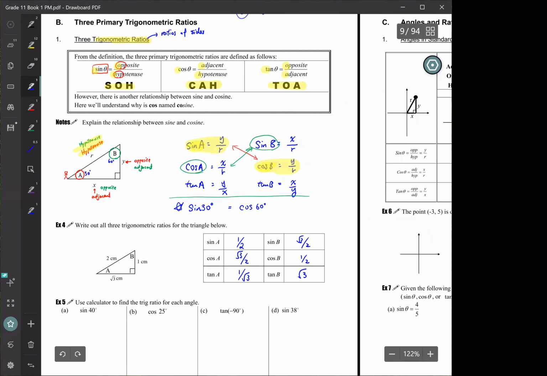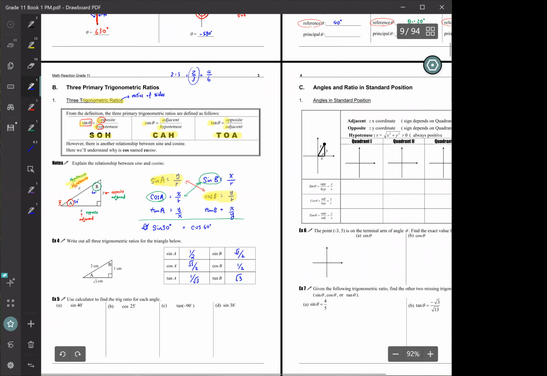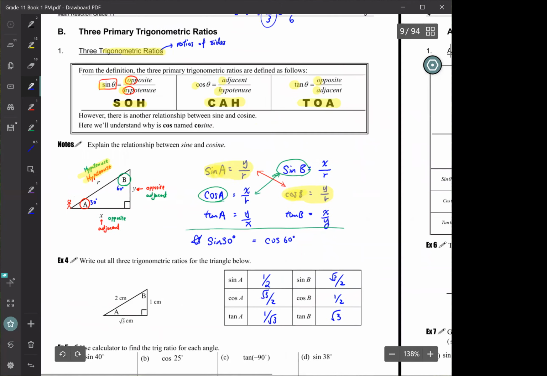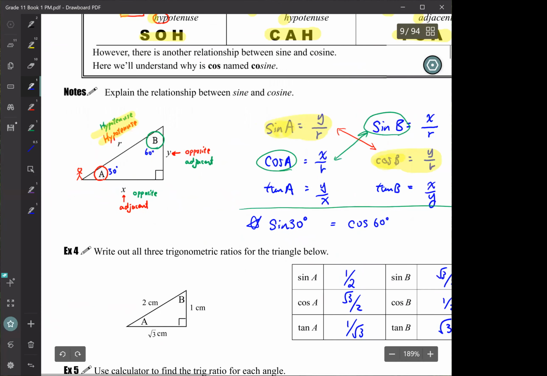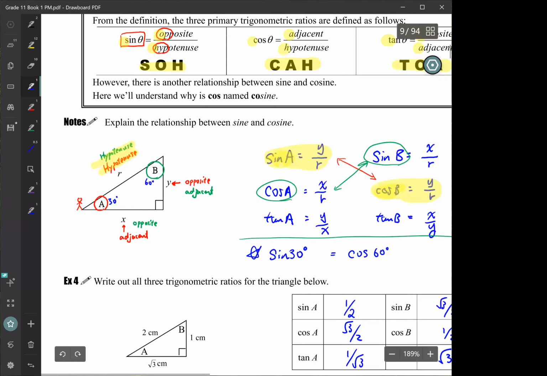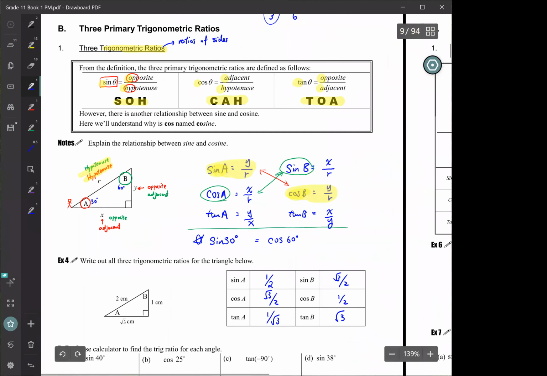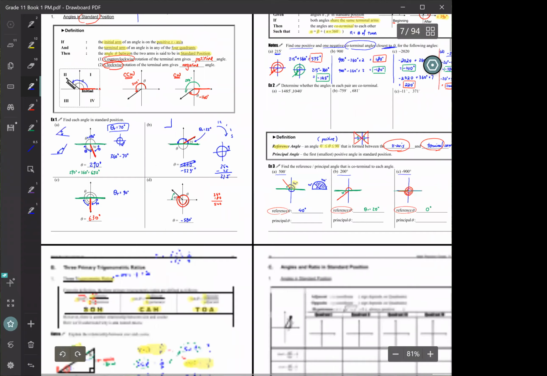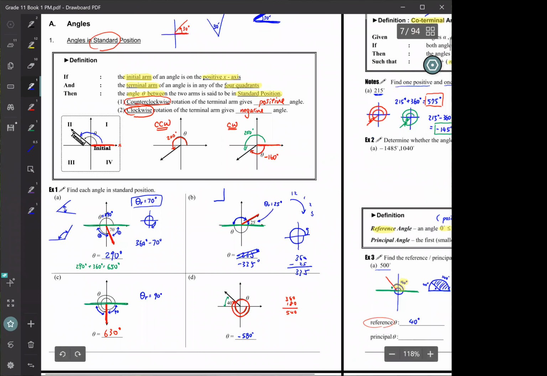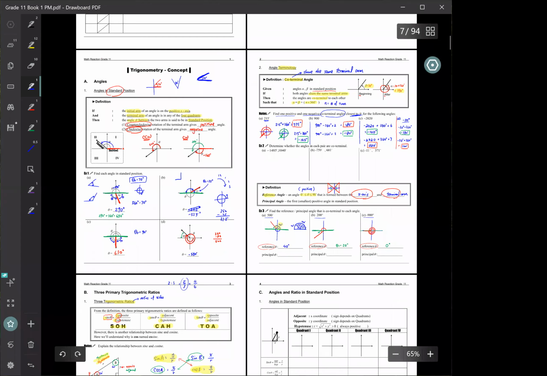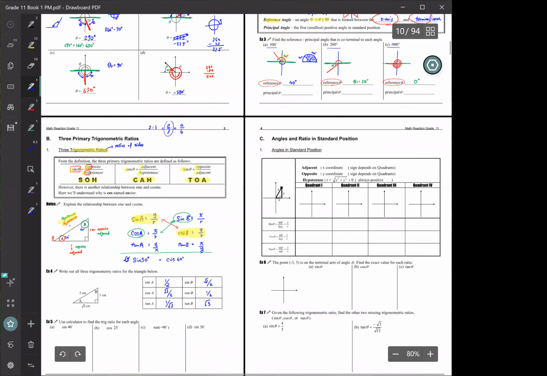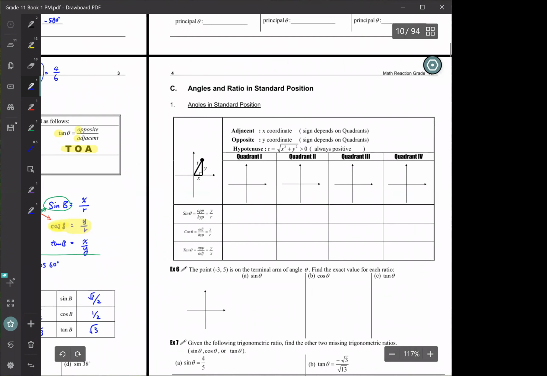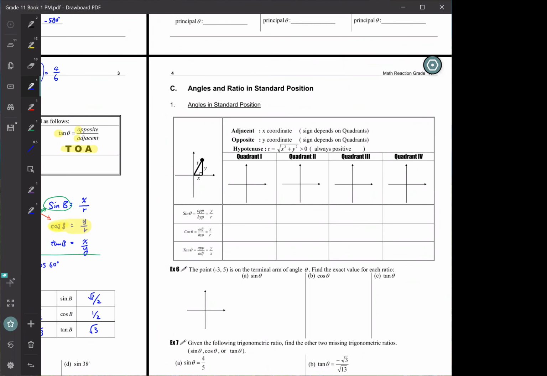Last thing I want to do before we finish the class is the chart on the next page. So the angle we have here is just in the triangle. Now here we want to combine this with the angle in standard position together. Remember when we have angles in standard position, we need to have x and y axes. So we're combining these two ideas and then talk about the angles and ratios in standard position.